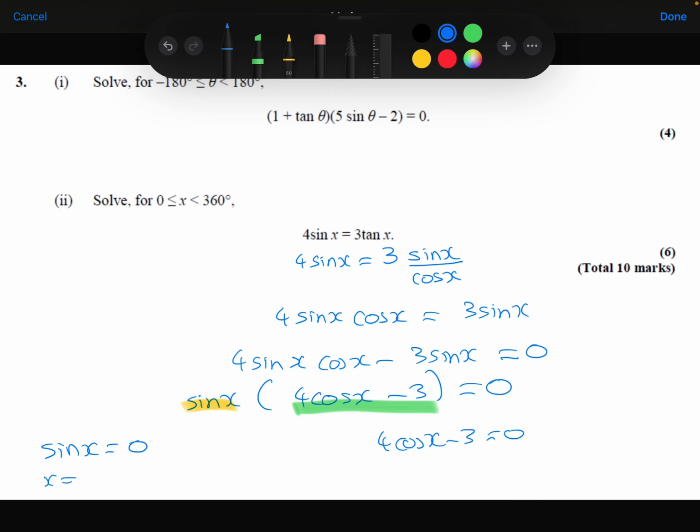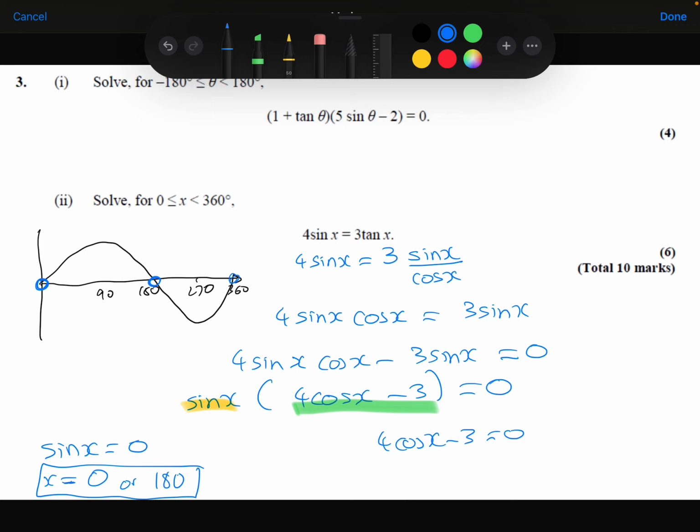So if I do sine inverse of 0, I get 0. And just draw a very quick sine graph. I can see that it's going to equal 0 at 0 and at 180 and at 360, but 360 is not in the range, so I'm not going to give that answer. So these are two solutions.